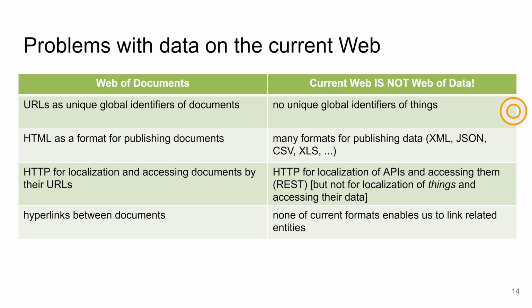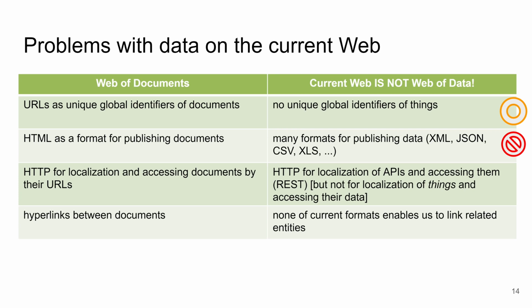Now, in the web of documents, there was one format for publishing documents, HTML. In the data on the web, there is XML, JSON, CSV files, Excel files, etc. So many different formats, which makes working with data that much harder. Now, in the web of documents, there was HTTP used for localization and accessing documents by their URLs.